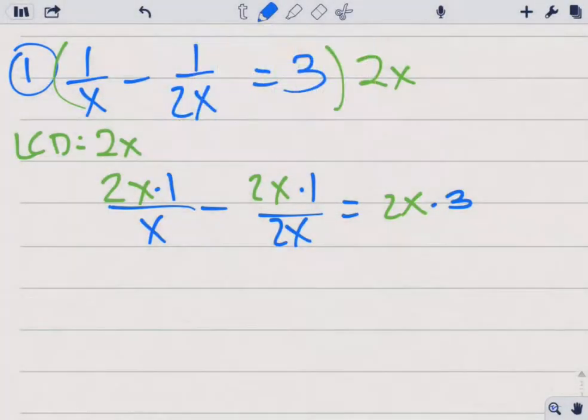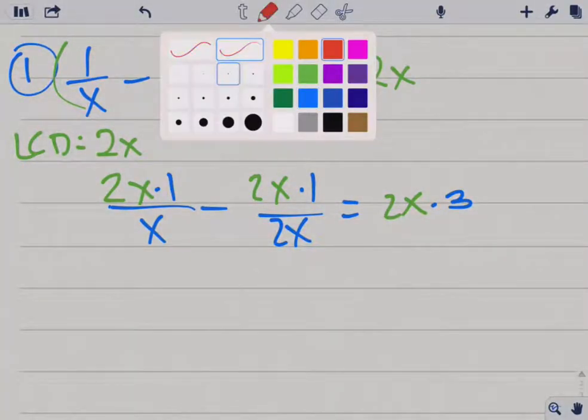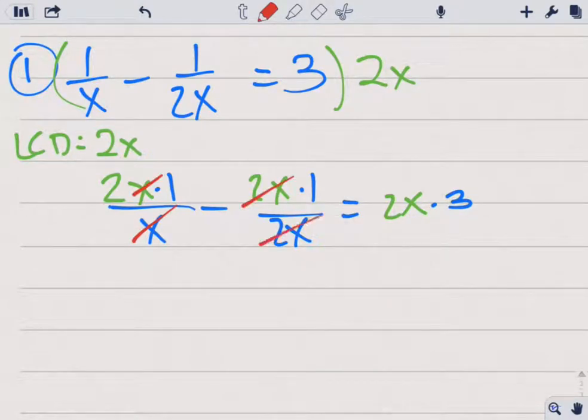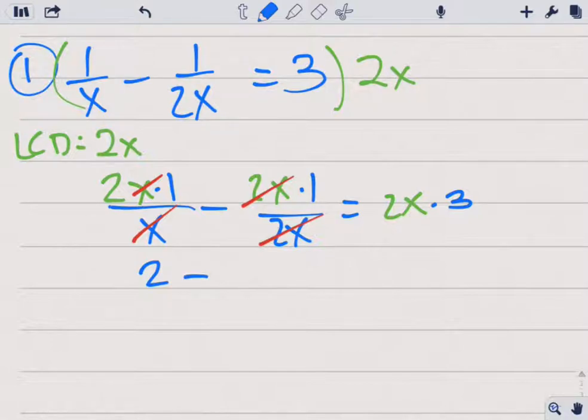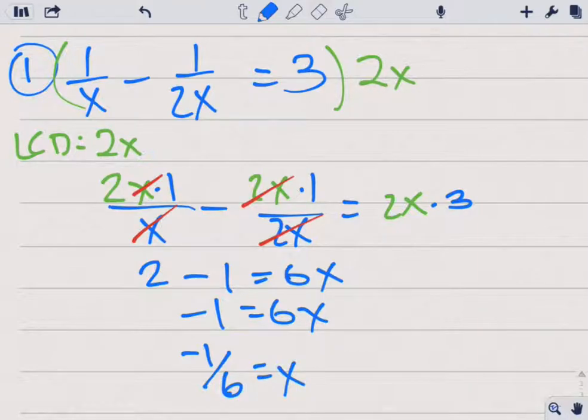Okay, so doing each of those, some stuff cancels. The x cancels. The 2x cancels. So we get 2 minus 1 equals 6x. Negative 1 is equal to 6x. Divide by the negative 1. I get negative 1 over 6 equals x.